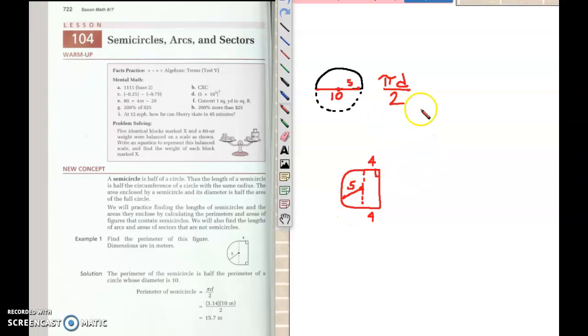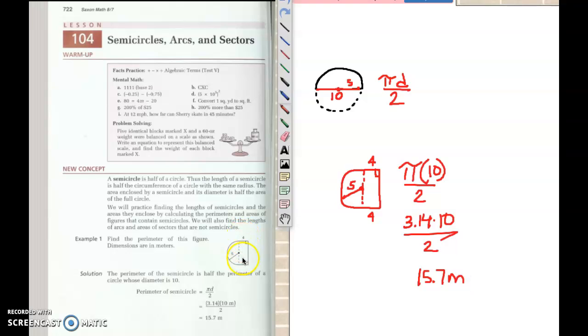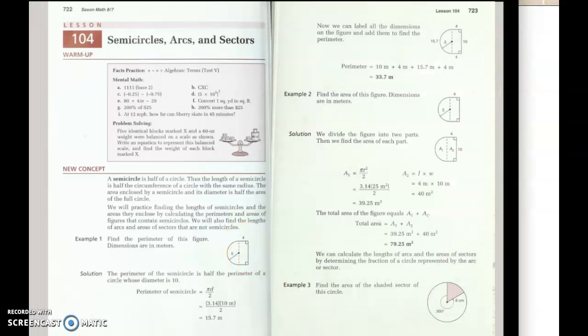So we're going to use that formula we did up above, which is pi times the diameter, which is 10, divided by 2. When you multiply, you get 3.14 times 10 divided by 2, and it equals 15 and 7/10 meters. All right, let's go ahead and go to the next page.